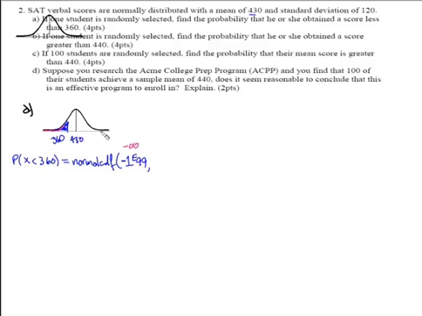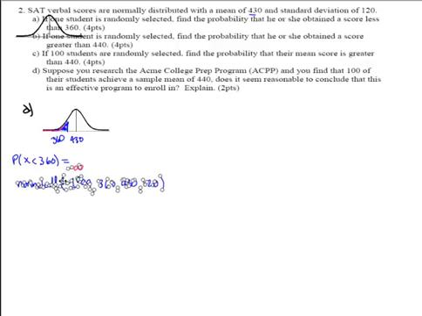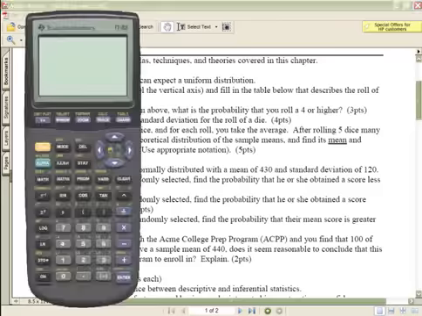So the input for normal CDF is low, high, mean, and standard deviation. The low is minus infinity, the high is 360. The mean is 430, and the mean and standard deviation should be given in these problems. The standard deviation is 120. For the sake of making space here, I'm going to put this down below and go to my calculator and punch in those values.